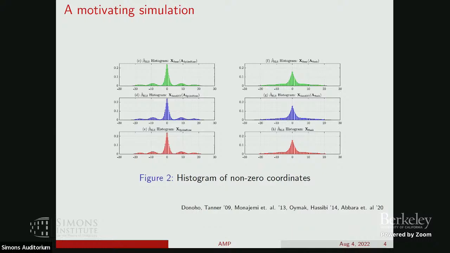What I have here is that, again, for some of these different classes of designs, I can look at the empirical distribution of the estimator that I obtain. Here I'm plotting the histogram of the non-zero entries. And again, as long as the spectra are the same, they look exactly the same.